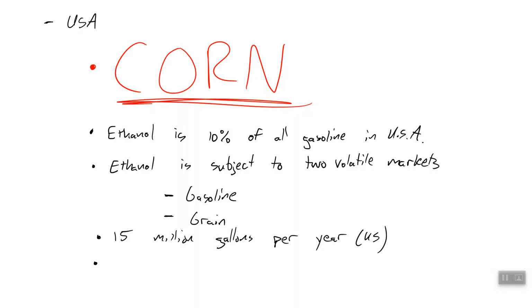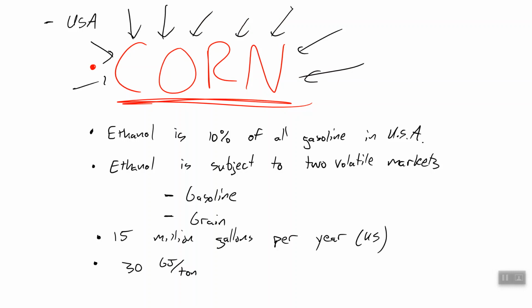Okay, and ethanol has a heat content of about 30 gigajoules per ton, which is pretty good. Okay, so that is corn. That's what biomass in the United States really is all about, is corn, and it's very much related to the automobile industry.